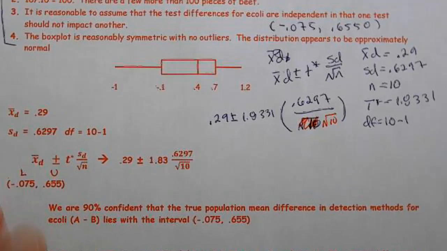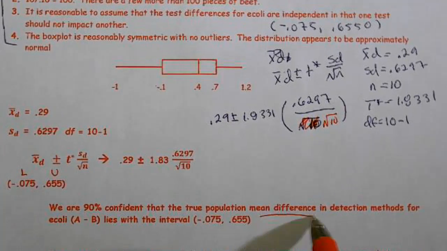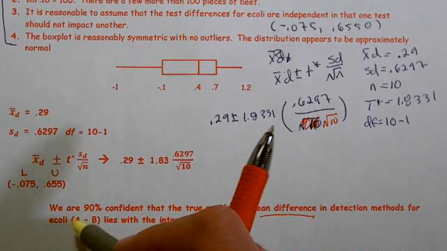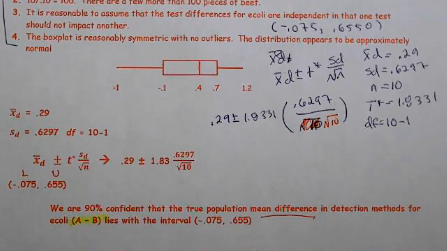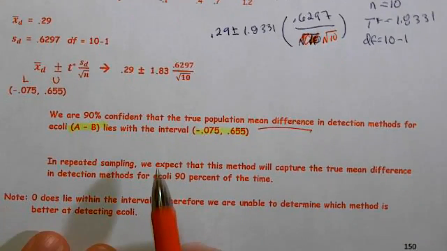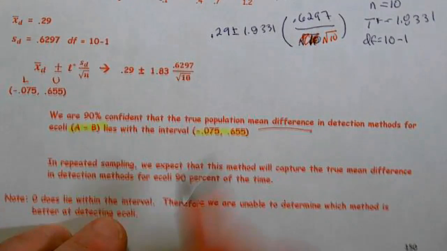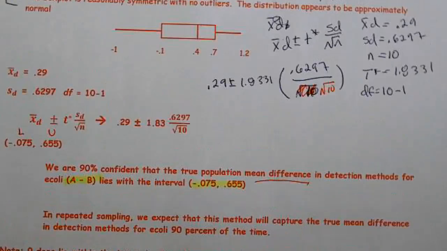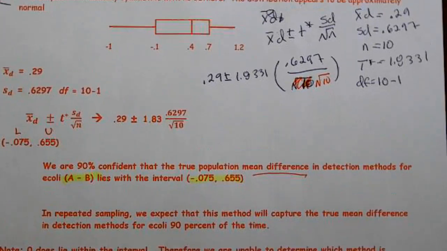So we are 90% confident that the true population mean difference in detection methods for E. coli, A minus B, we always have to give our order, which in this case is A minus B, lies within the interval. So that's the interval it lies in. In repeated sampling, we expect that this method will capture the true population mean difference in detection methods for E. coli 90% of the time.